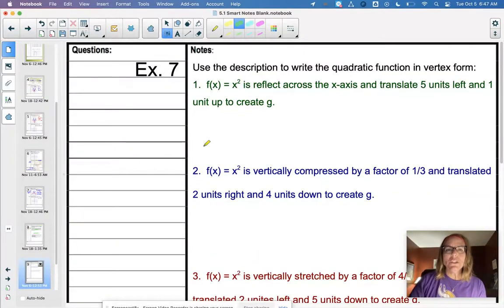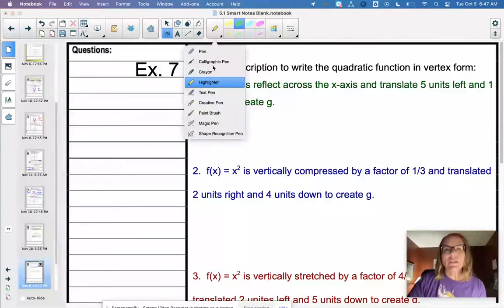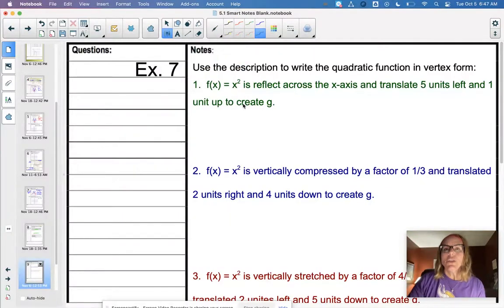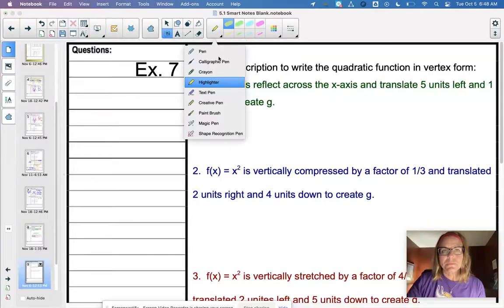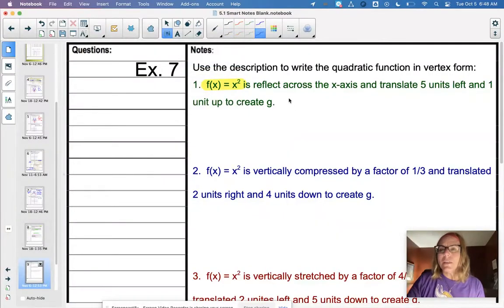Example 7, we're going to only do number 1, and 2 and 3 we're going to do in class. Use the description to write the quadratic function in vertex form. We're going the other way. Instead of being given the new function and describing it, we're going to write it. So here's the parent function right there. We are going to reflect that across.